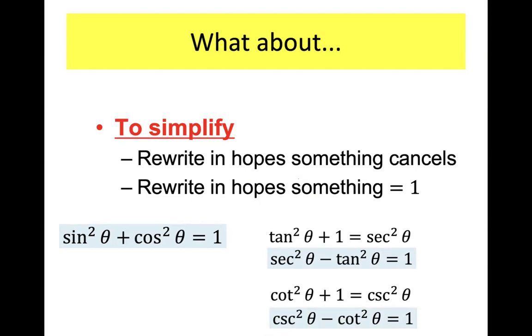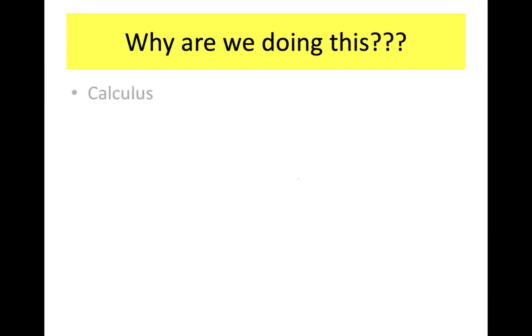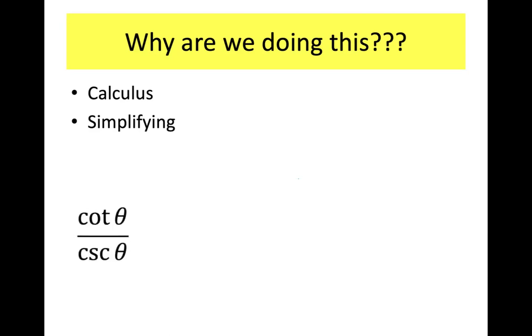And that's pretty helpful. So why are we doing this? Remember, this is pre-calculus. When we get to calculus, we're going to be doing a lot of things with trig functions. And it's much easier to work with cosine theta than it is to work with a fraction of cotangent over cosecant. Also, if we're doing some adding and subtracting, it's obviously easier to add and subtract things when they're in a much simpler form.